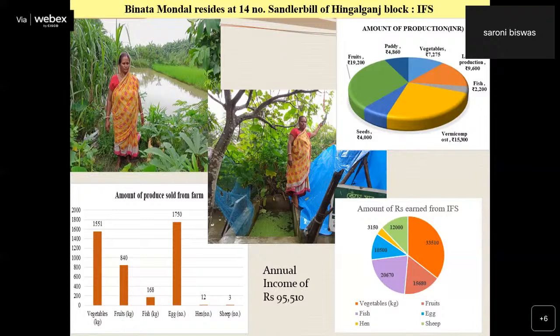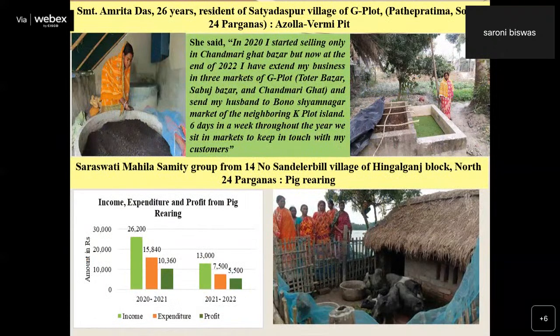Annual income was about rupees 95,000, and whatever she is selling in the market, whether it is fruit or vegetable or fish or seeds, it is just after the consumption in her household, and also she is distributing some amount to her neighbors. So in this way, it is sustaining, and this is helping in enhancing the livelihood and production. Similarly, the azolla and vermipeat, the vermicompost which have been produced, they also sell in the market. And I've highlighted the pig rearing. There was a tribal community in Hingalganj block, the beneficiaries used to rear pigs, and their maximum income was 26,000.